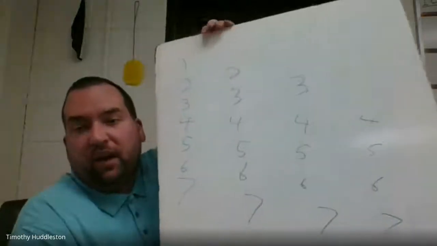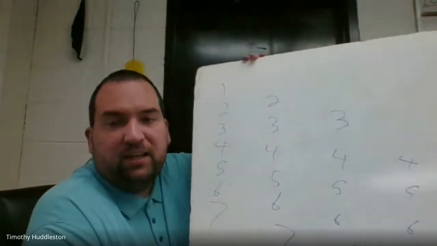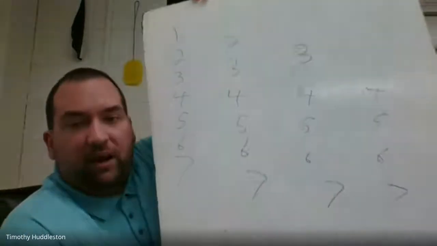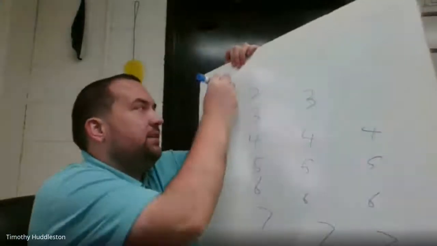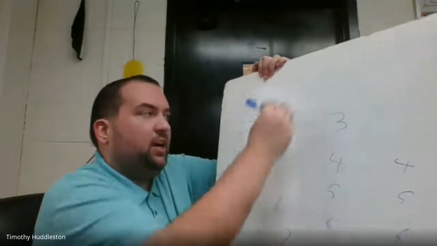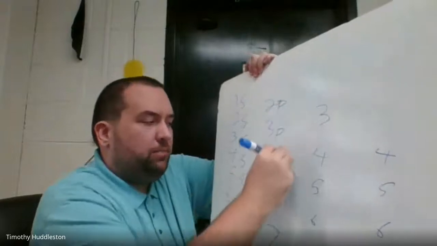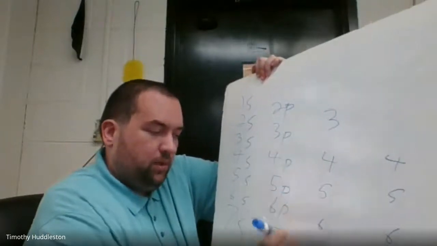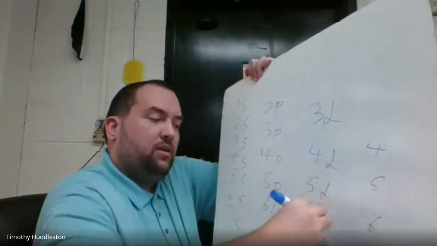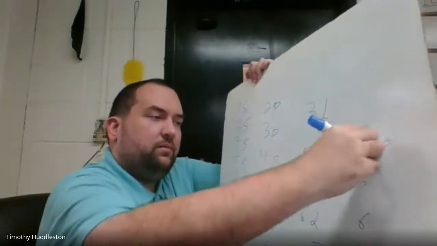Now, if you're using this device, I don't suggest it because if you set up the device wrong, you will get the answer wrong. Now, in the first column, everything is S. So S, S, S, S, S. Second column, everything is P, P, P, P, P, P. In the third column, everything is D. In the fourth column, everything is F.